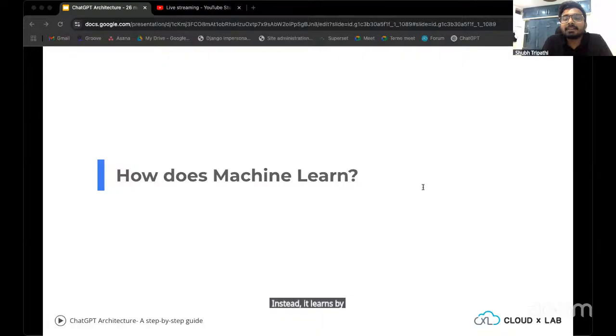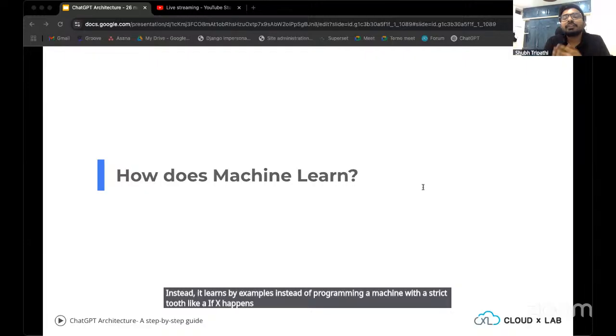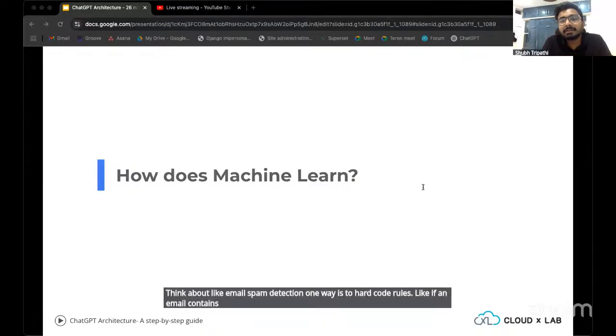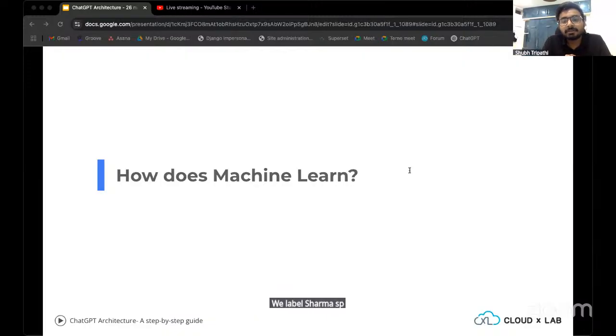Instead of programming a machine with strict rules like if X happens, do Y, we show it data. We say this is good and this is bad, and let the machine figure out patterns. Think about email spam detection. One way is to hard code rules, like if an email contains free money, mark it as spam. But that's limiting. The better way is to convert emails into numbers and feed them into a machine learning model. We label some as spam and some as not spam and let the model figure out its own rules. That's the heart of machine learning, finding logic from data instead of us explicitly writing the logic.